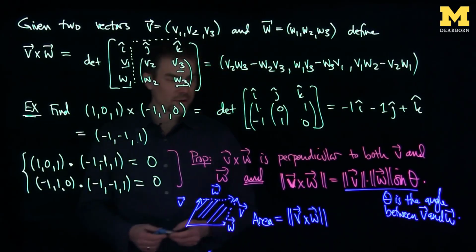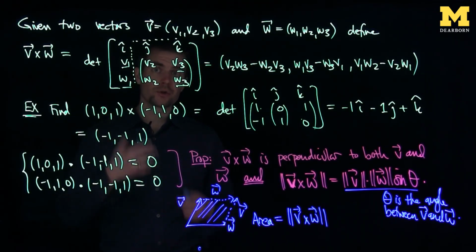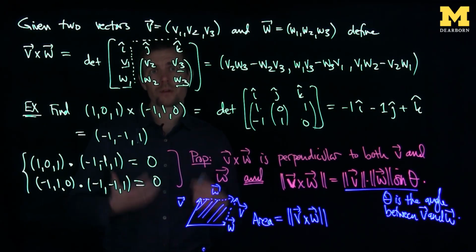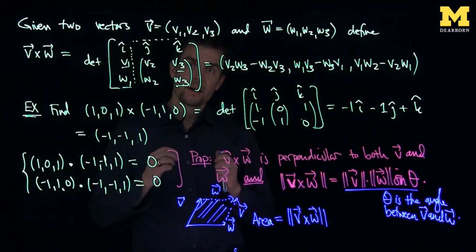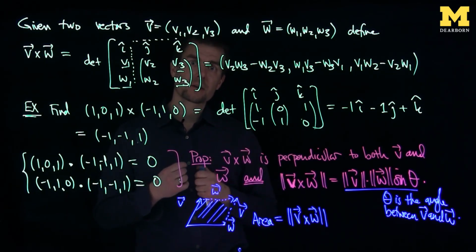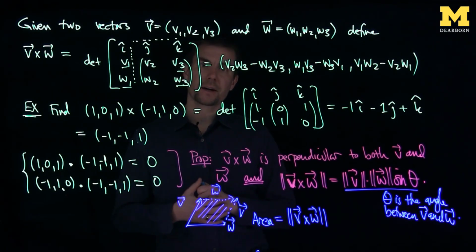So this cross product of two vectors gives you two things. It gives you a vector which is perpendicular to the two vectors you started with, v and w, and it's defined in such a way that its length is the area of the parallelogram generated by vectors v and w.